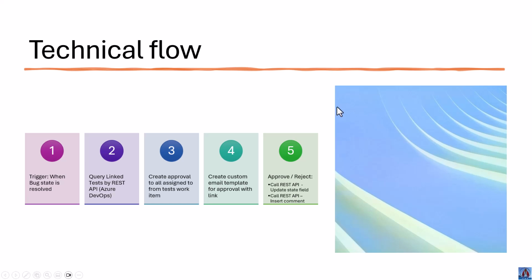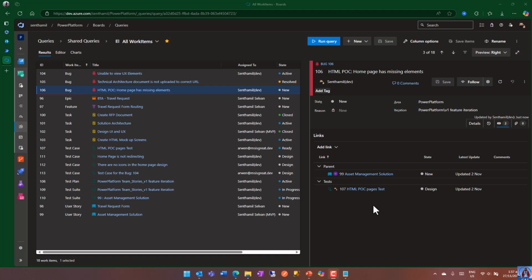Let's see how the process works. Okay, let's see how Azure DevOps has been set up. This is a simple project which I have set up for demo purposes. There are several work items here. I'm going to take only this work item, which is the HTML POC.